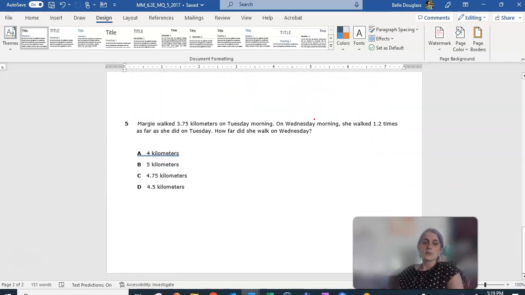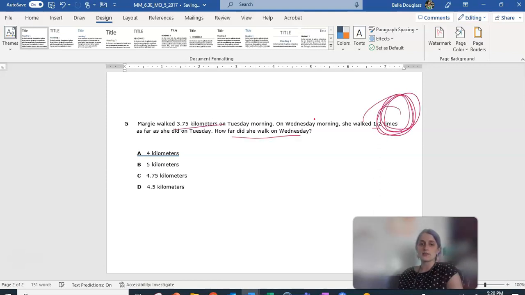Last one. Margie walked 3.75 kilometers on Tuesday. On Wednesday morning, she walked 1.2 times as far as she did on Tuesday. How far is that? How far did she walk? 3.75 times 1.2. Notice I do not need to stack my decimals when I'm multiplying. That's only for adding and subtracting. So you're going to multiply this and move your decimal 1, 2, 3 places to find your final answer.